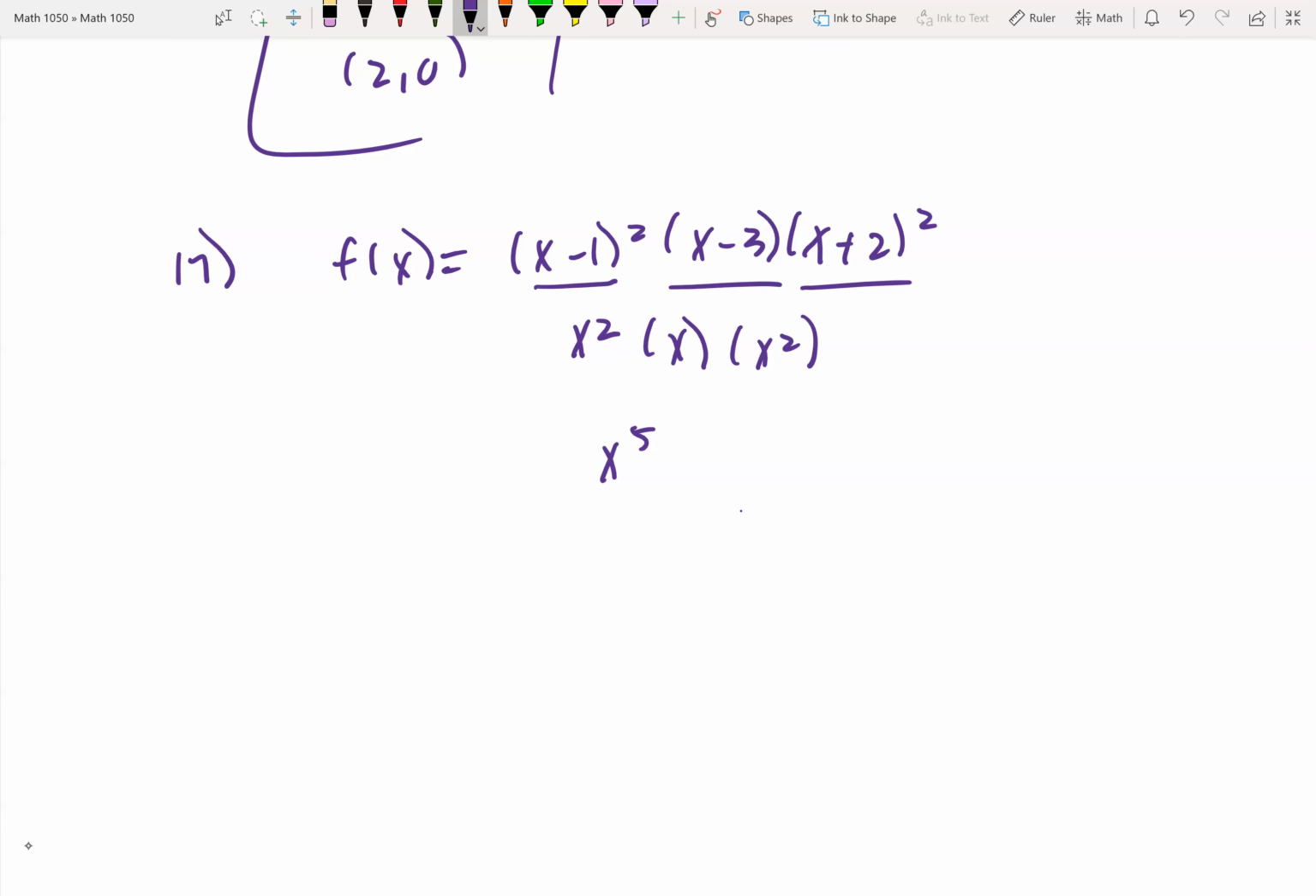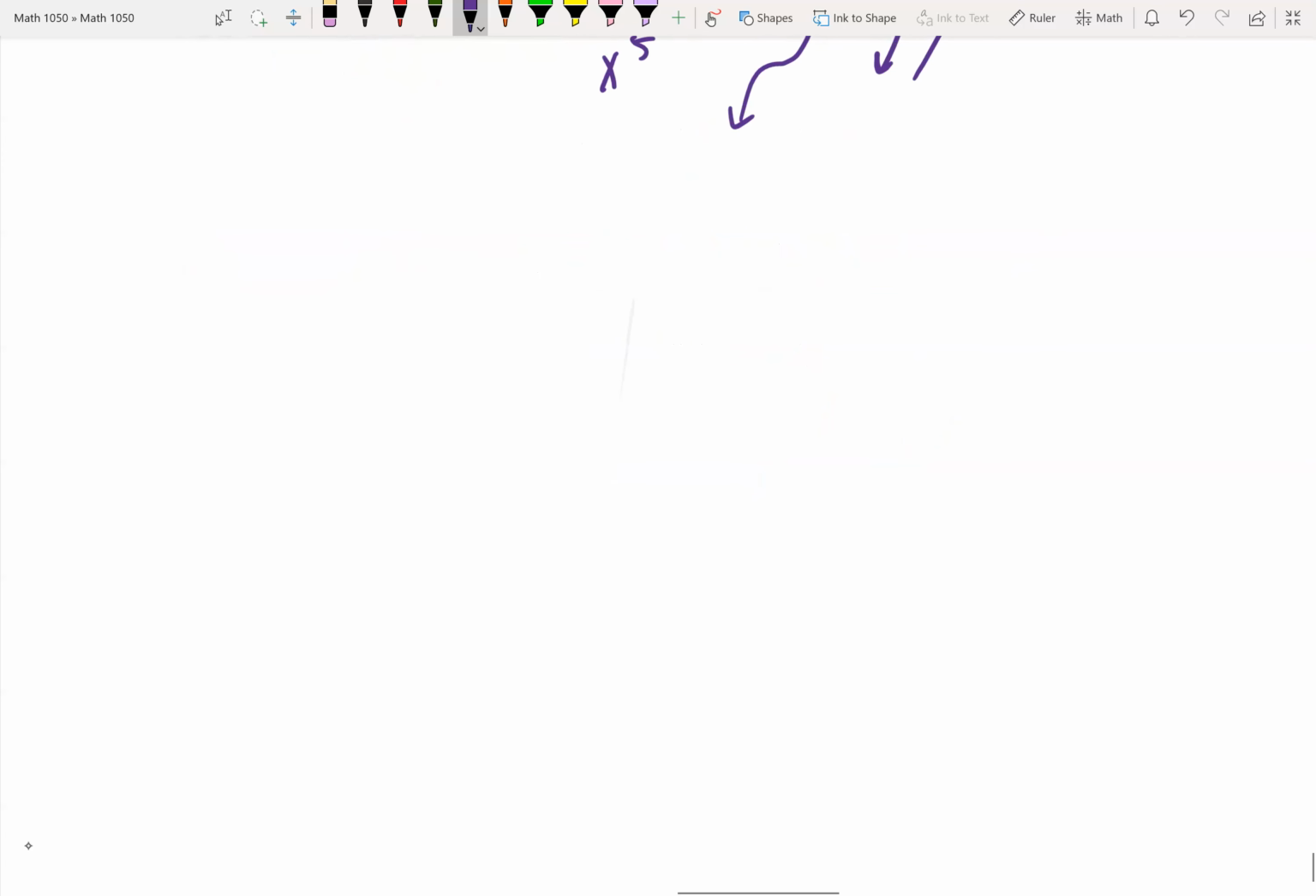There's no negative in front, so it takes on the shape of the cubic. So your end behavior is left down and right up. If you look at that, which one's left down and right up? That would be option B.